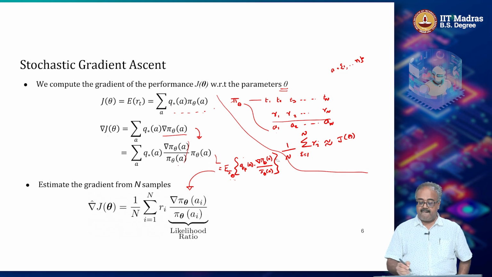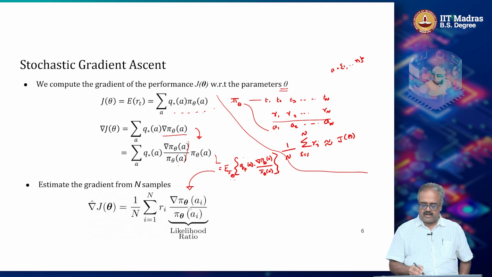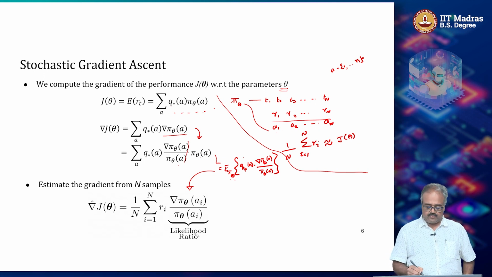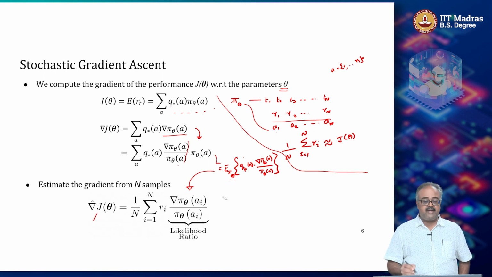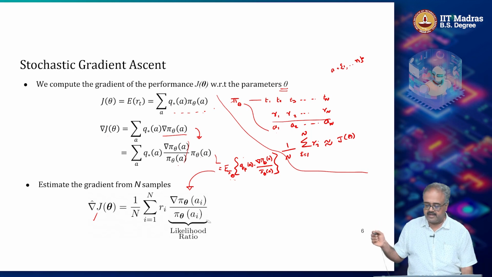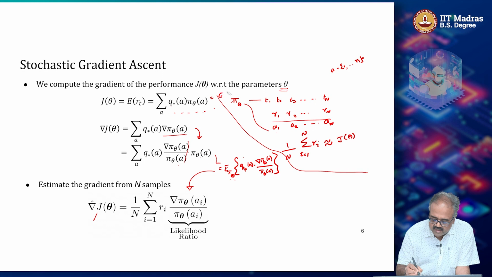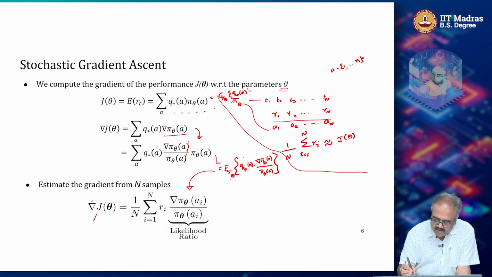Does that make sense? Instead of taking the average of Ri, which I did to get this, the expectation is now of q star a into gradient pi theta by pi theta. So I am going to take the average of Ri into gradient pi theta by pi theta, where I use the actual corresponding a and its probability here, to get what is called the likelihood ratio. Taking the average gives me an approximation of the gradient of J theta with respect to theta. Just to remind you, this is essentially the expectation according to pi theta of q star of a.